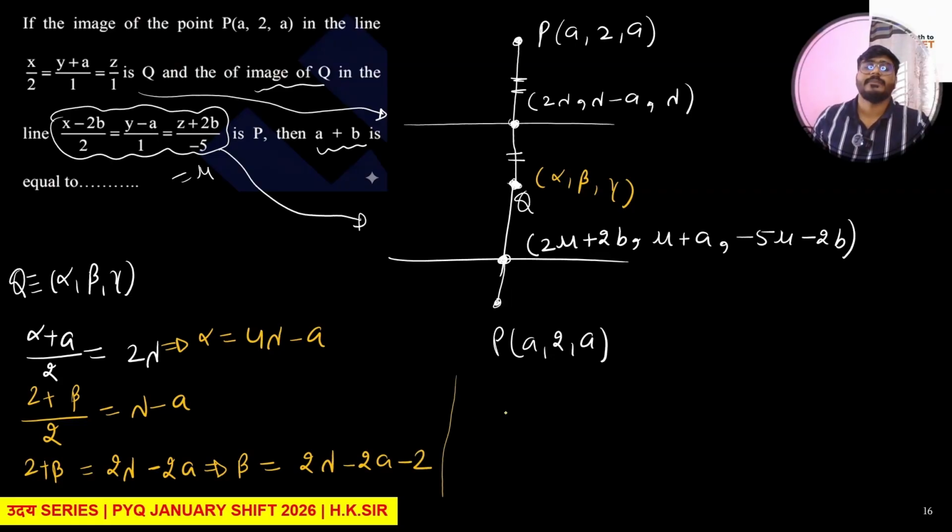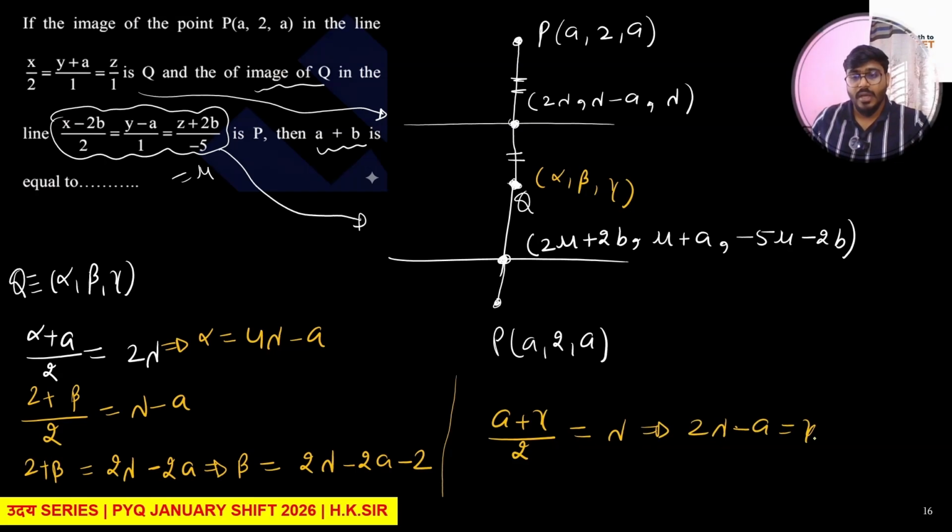What about gamma? So a plus gamma divided by 2 equal to lambda. From here we can say 2 lambda minus a equal to gamma. So this is gamma. So alpha, beta, gamma we know. Now the image of this alpha, beta, gamma in the other line is this one. So this is the midpoint, so again apply the midpoint formula.